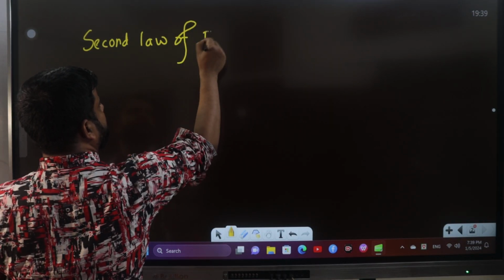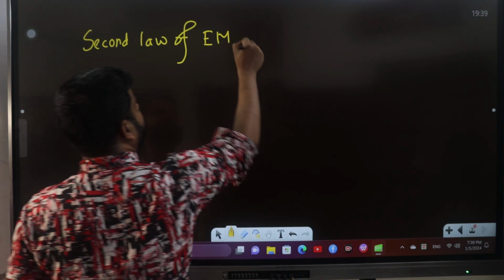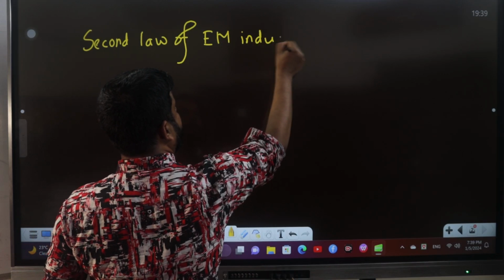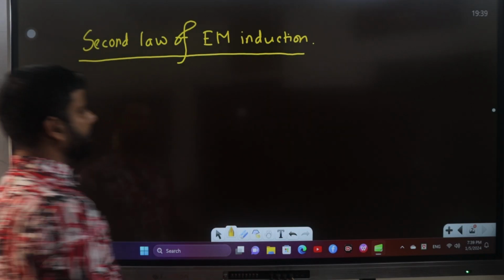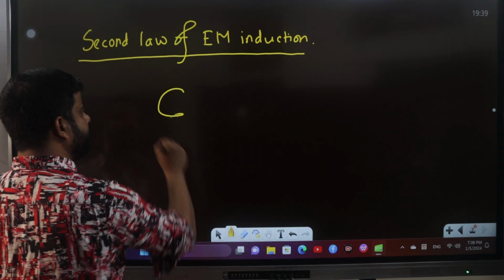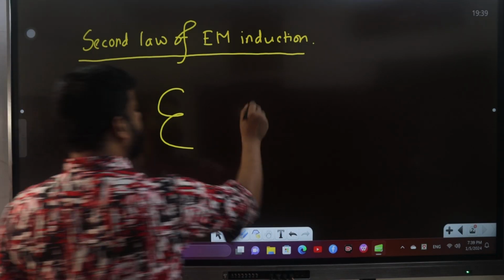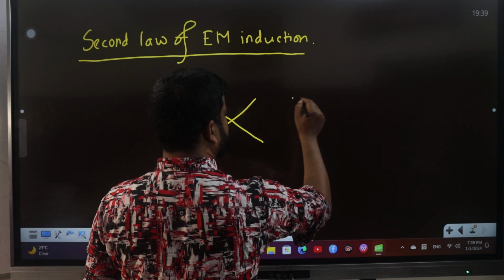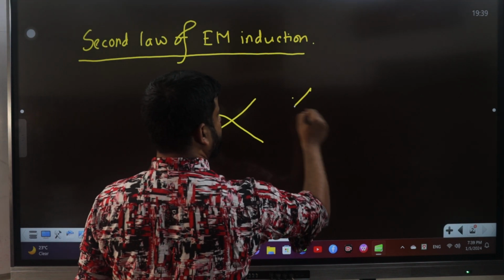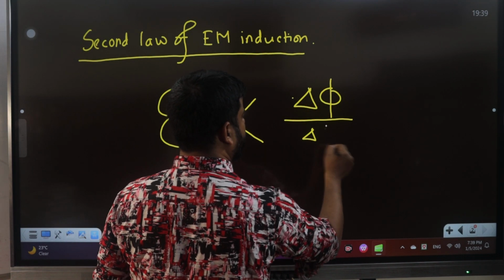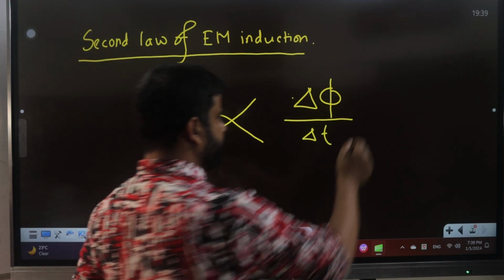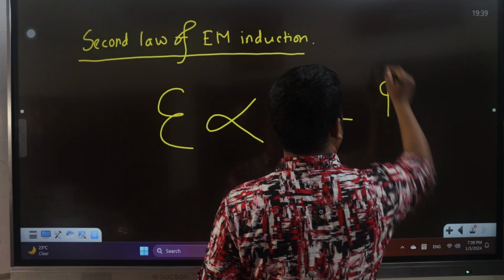Now the second law of electromagnetic induction. Second law: the amount of induced EMF is directly proportional to the rate of change of magnetic flux. Phi is the magnetic flux.